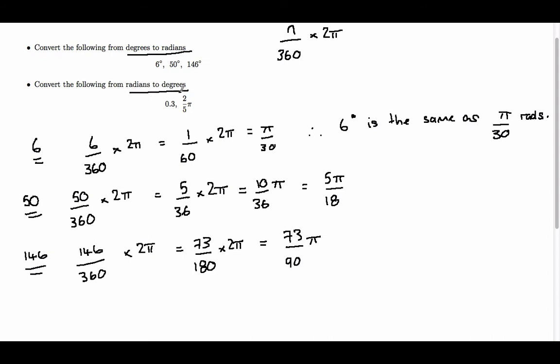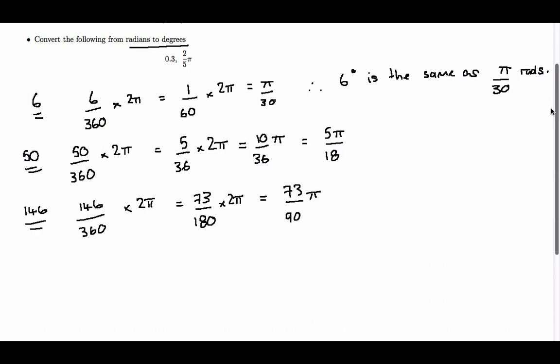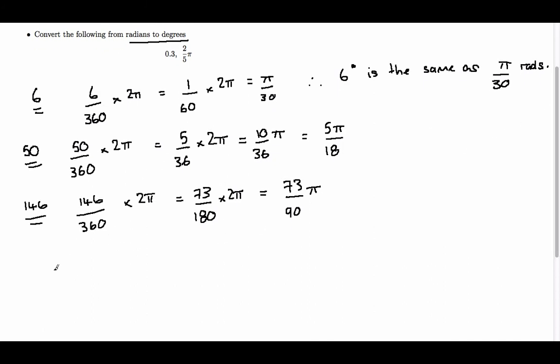To go from radians to degrees, we use a similar method. We use n, which is our number of radians, divided by 2 pi, and we multiply by 360 to find the number of degrees. So for the first one, we have 0.3 radians. So we say we have 0.3 over 2 pi multiplied by 360.